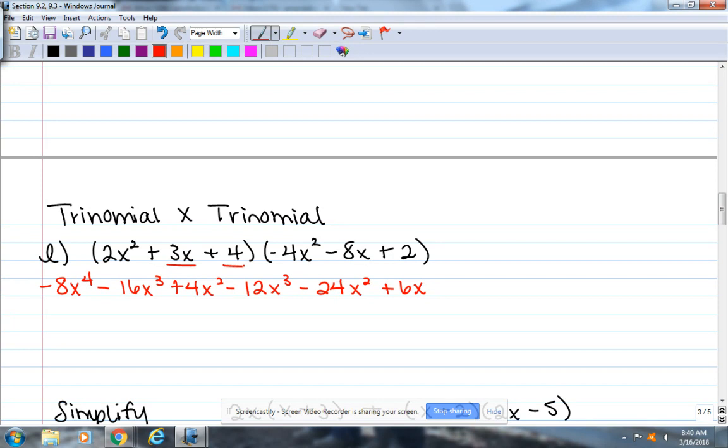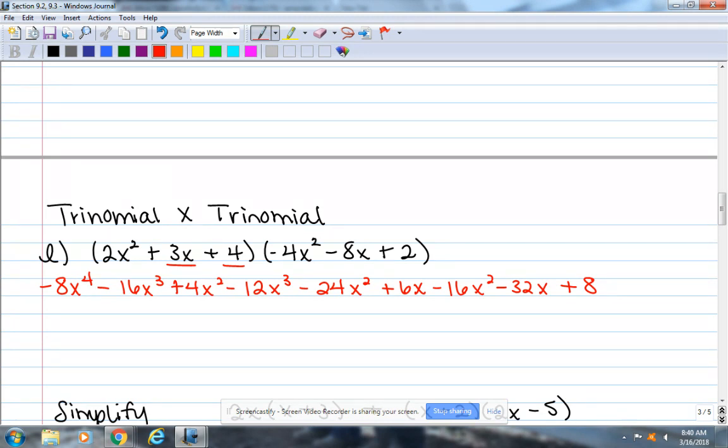Then I'm going to do my 4 times everything. So what is 4 times negative 4x squared? What is 4 times negative 8x? And what is 4 times 2? How many terms do I have over there? Yeah. 9 terms. All right, so now we're going to combine our like ones.